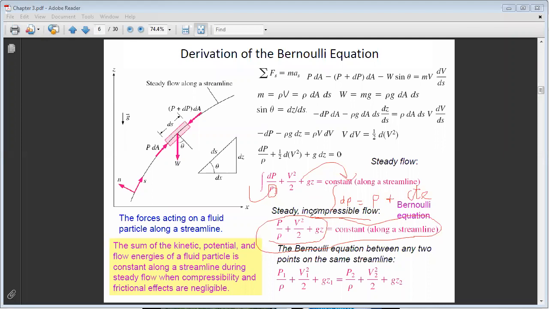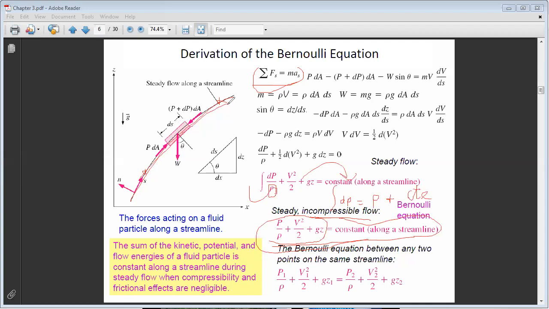And this is only valid in a region, as I told you before. Remember always your starting point. You said I am neglecting friction, and I am doing this along a streamline. So I cannot move from any point to any other point. My analysis was done by moving along a streamline because I applied sum of forces along the streamline equals m times a tangential. So this equation is valid if I move from one point to the other along a streamline.